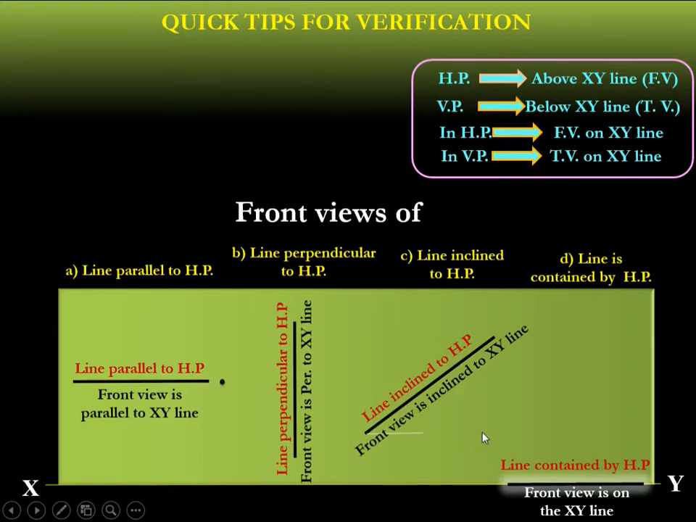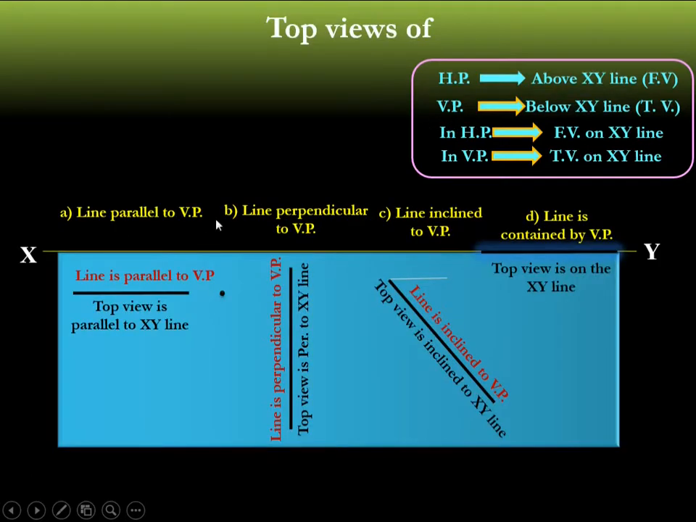We have a special case in this category, that is, whenever a line is parallel to one plane and perpendicular to the other plane, the parallel view will become a point. So in this case, the line is parallel to horizontal plane and perpendicular to the vertical plane. So the parallel view becomes a point. Whenever the reference plane is vertical plane, the projection will be obtained below the XY line. That means the top view is obtained below the XY line.